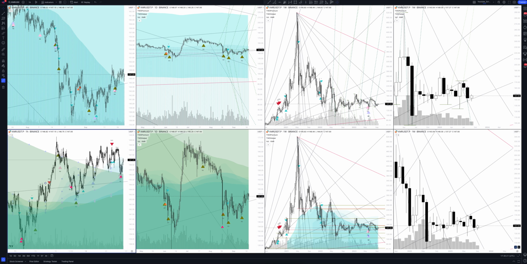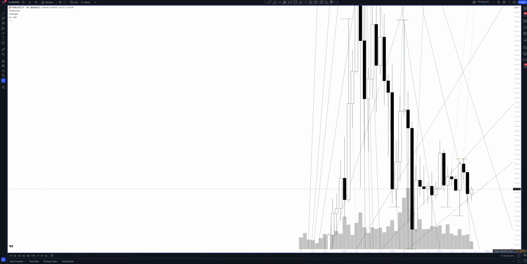Today we will take a look at Monero cryptocurrency. Let's analyze the market situation and find out how you can make money on it. Let's start. We always start our analysis from the global market.